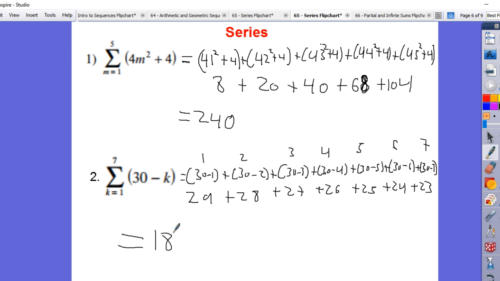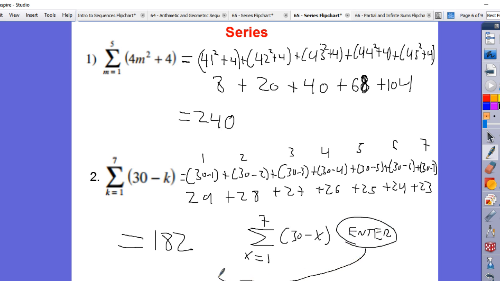Okay, you said math. Yeah, math. Down, down, down, down, down. Go to summation. And so here you do, in your calculator, you put in x equals 1 over 7 of 30 minus x. You hit enter. And after you hit enter, you would get 182.